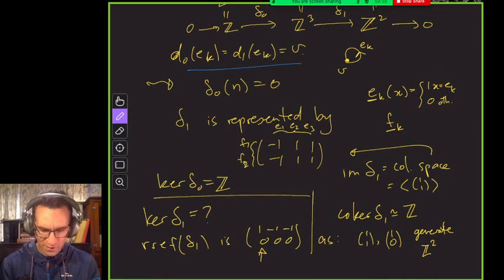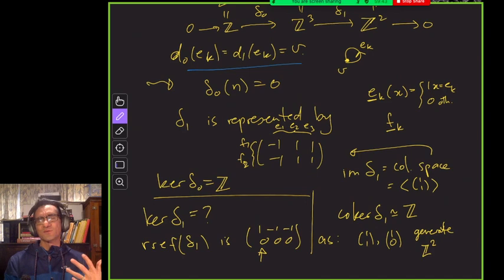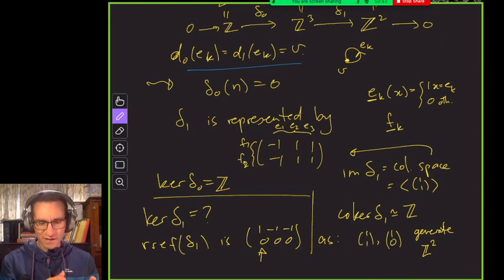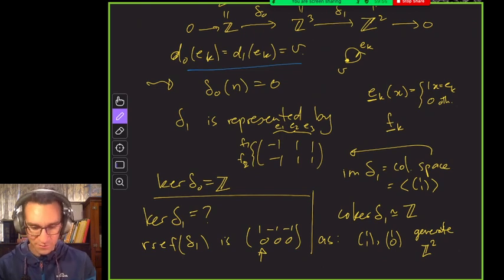It's two dimensional. We're working over Z, but the kernel was sitting inside Z^3, so it's torsion free. So that's good. It's a free abelian group, torsion free, of two generators. So that is a copy of Z^2 as well.